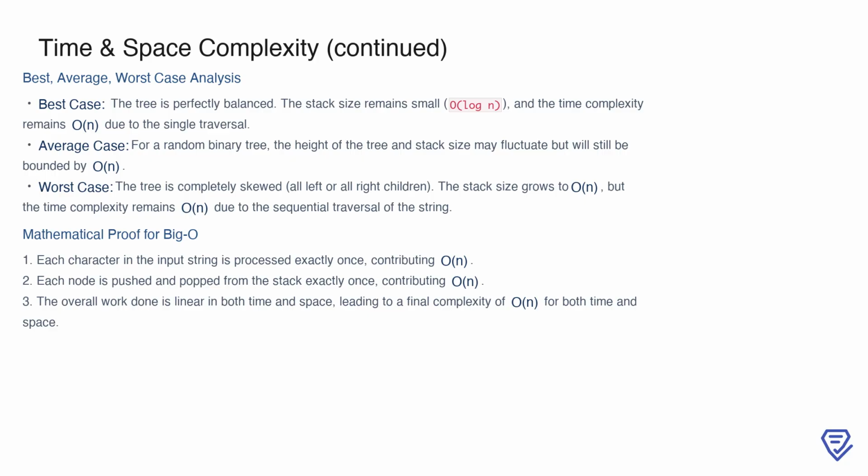Finally, mathematically, the proof for the algorithm's big O complexity lies in the fact that every character in the input string is traversed once, contributing O(n), and every node is pushed and popped from the stack exactly once, also contributing O(n). No operation exceeds this linear bound, leading to an overall time and space complexity of O(n).